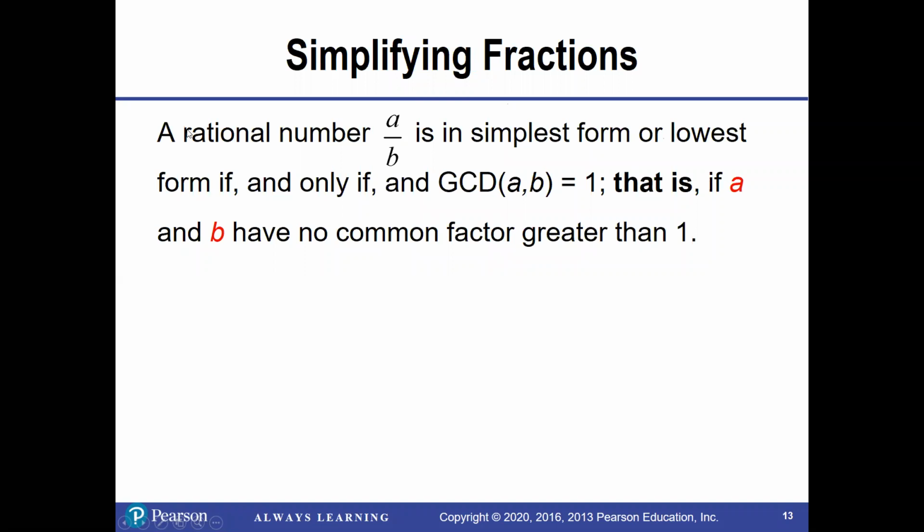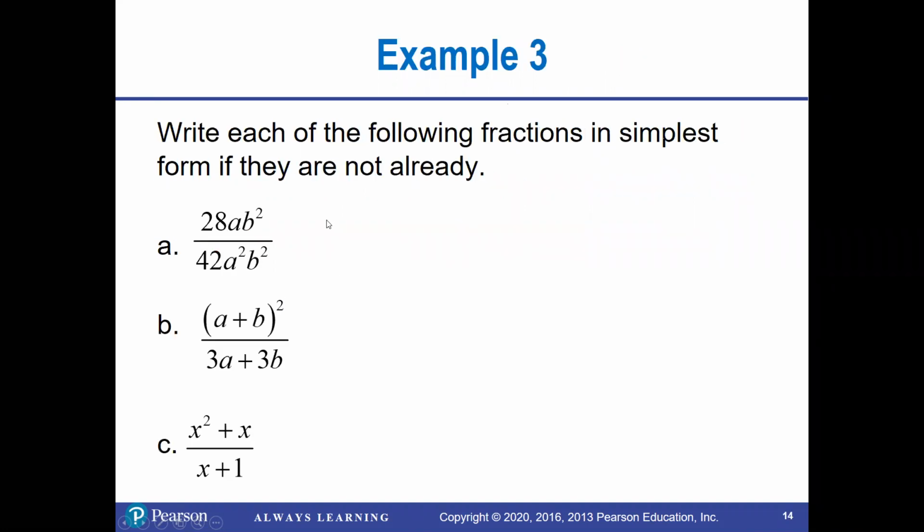All right, so a rational number A over B is in simplest form or lowest form if and only if the greatest common divisor is 1. In other words, if you can't take anything other than 1 out of both top and bottom, then it's reduced. Now, what are some other ways we can put things in simplest form? So if we look here at A.